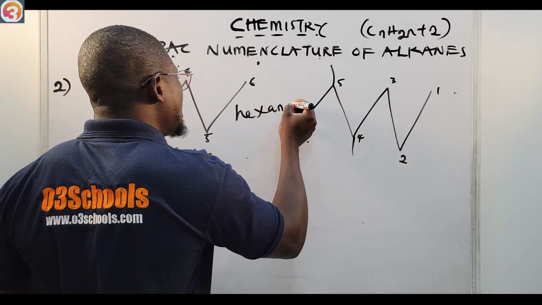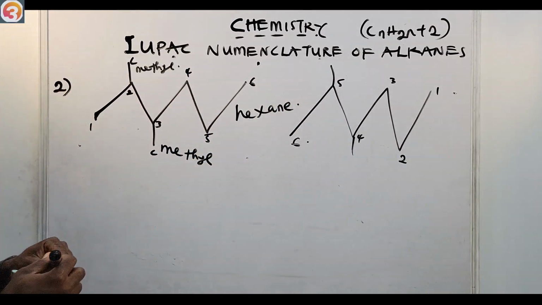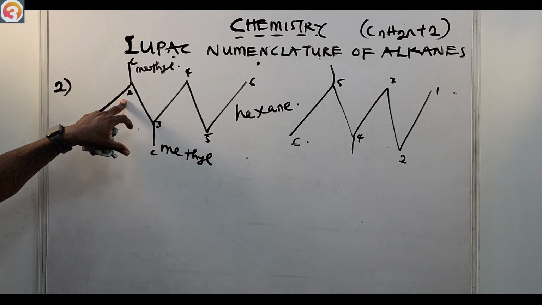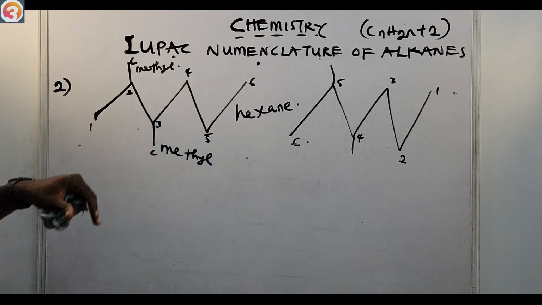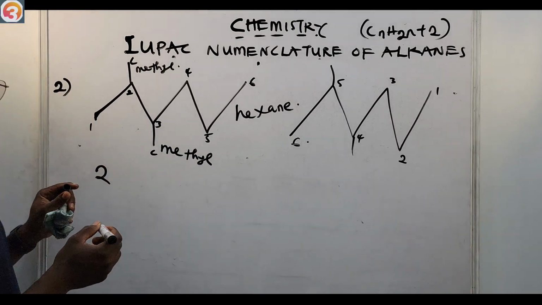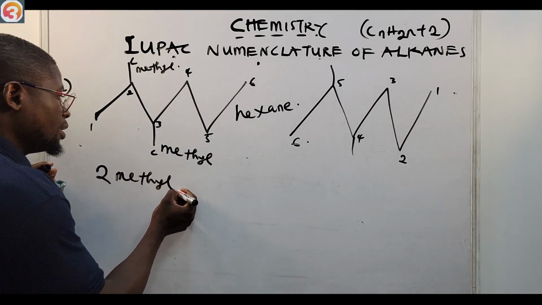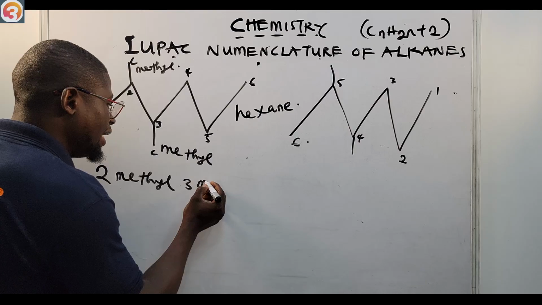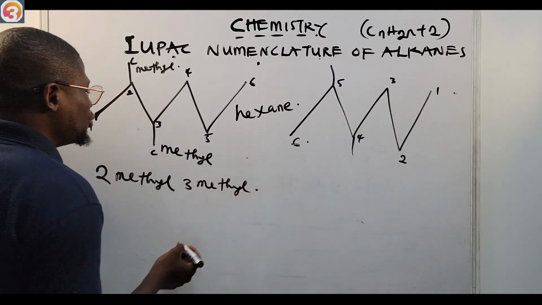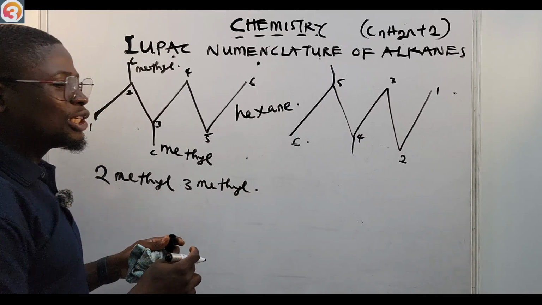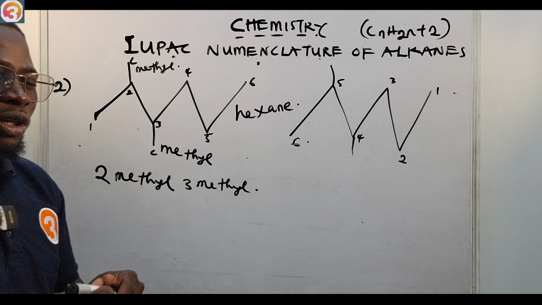We already know that this is a hexane. All right, so now what do we do? The methyl group is on what? On the second carbon here, so we have 2. Instead of saying 2-methyl, we now say 3-methyl again. Instead of this repetition, we introduce what?